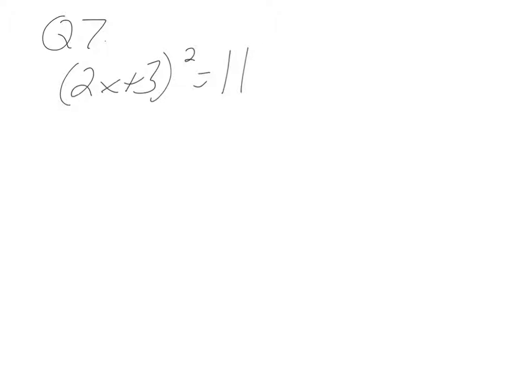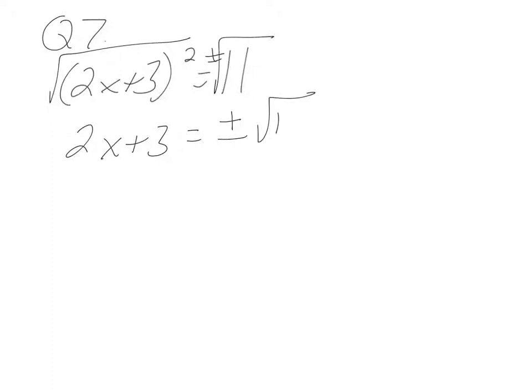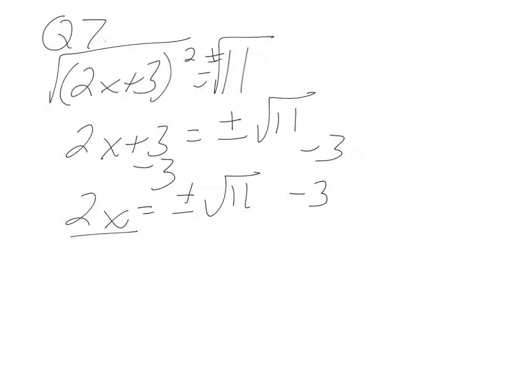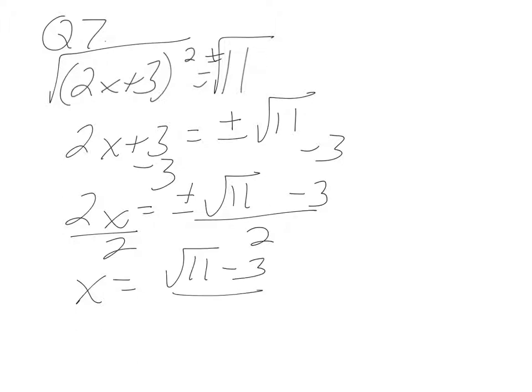Question 7, same situation. Take the square root of both sides with the plus or minus. So 2x + 3 = ±√11. Subtract 3 from both sides, and we get 2x = ±√11 − 3. Divide both sides by 2, and we get x = (√11 − 3)/2, or x = (−√11 − 3)/2.